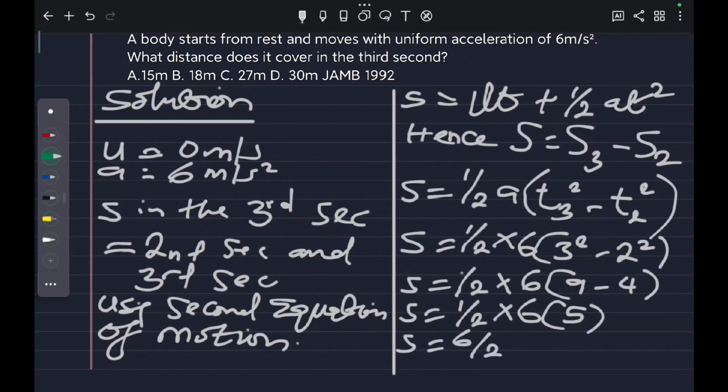So that our distance is equal to 6 divided by 2 into 5. 3 multiplied by 5, which is equal to 15 meters. Take note of that, our SI unit.